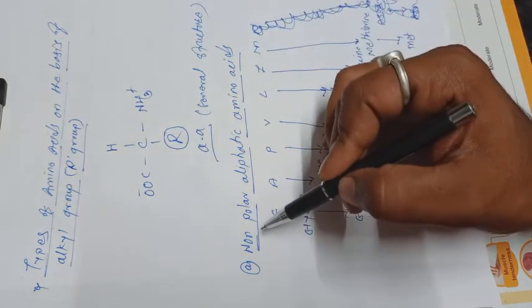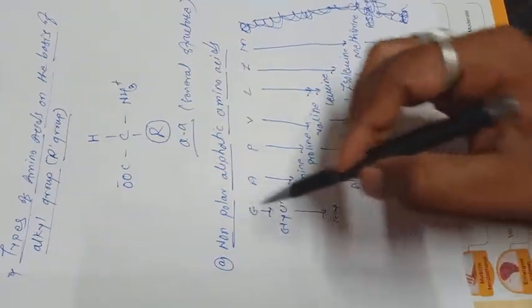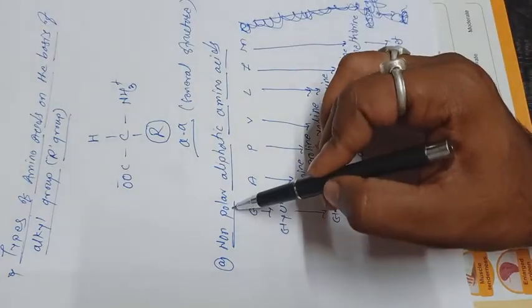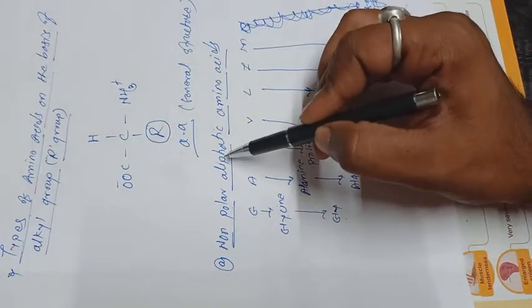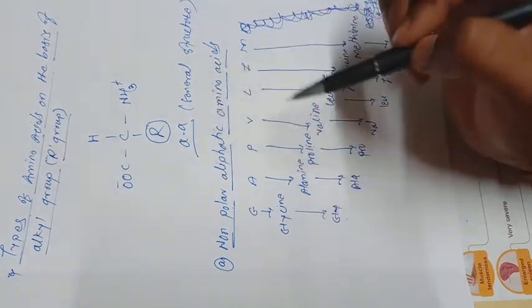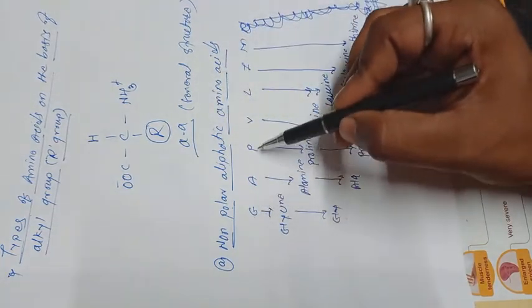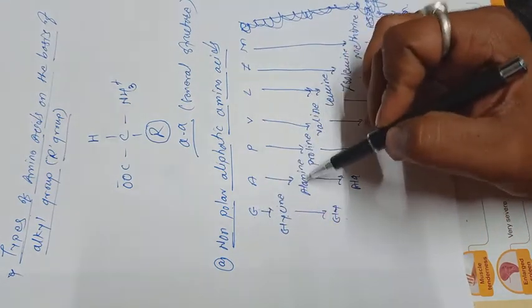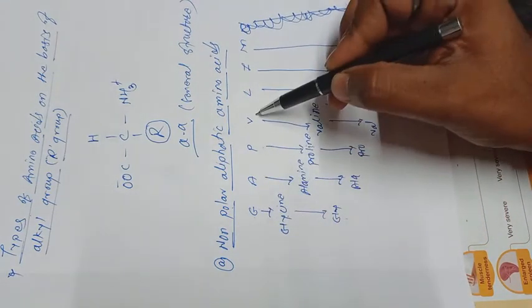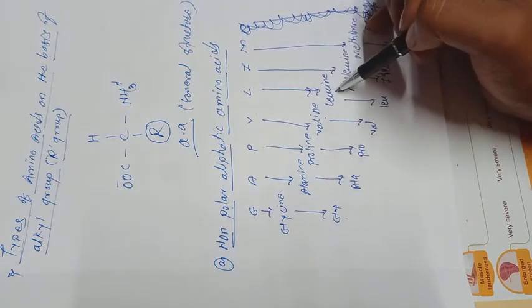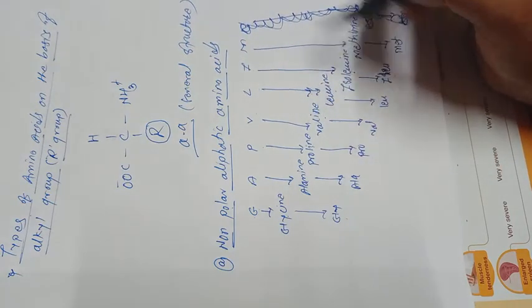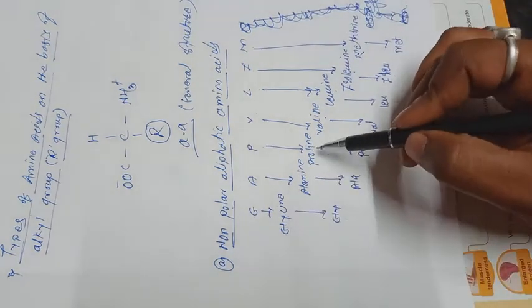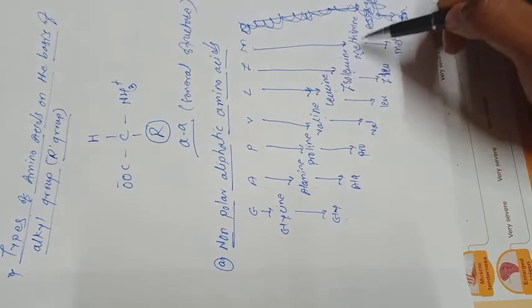The first category, the first type of amino acid, is the non-polar aliphatic amino acids. These have an aliphatic chain. These are G, A, P, V, L, I, M: G stands for glycine, A for alanine, P for proline, V for valine, L for leucine, I for isoleucine, and M for methionine.